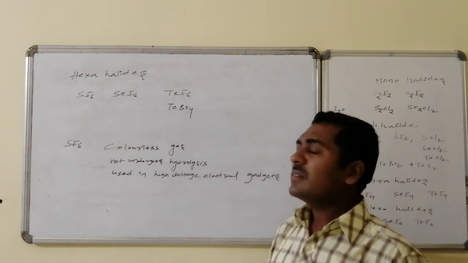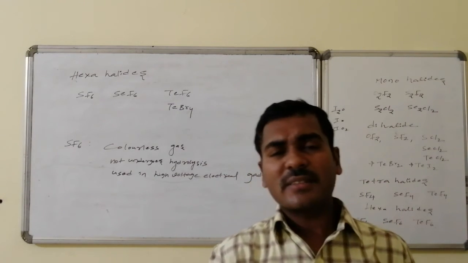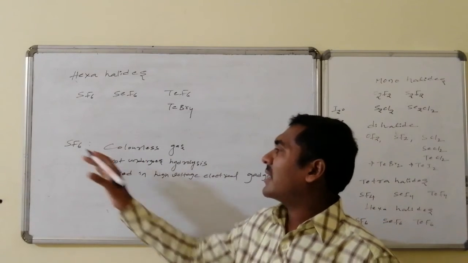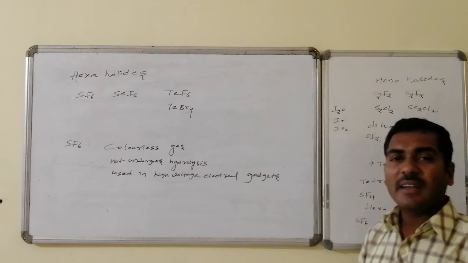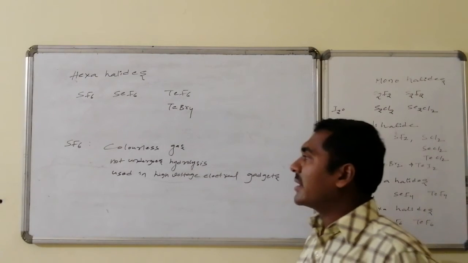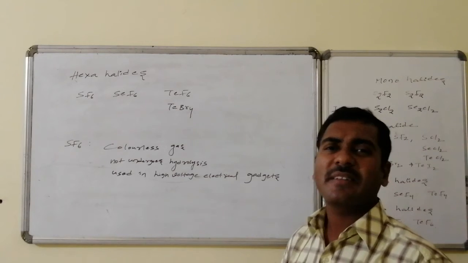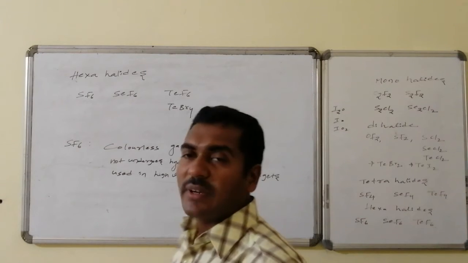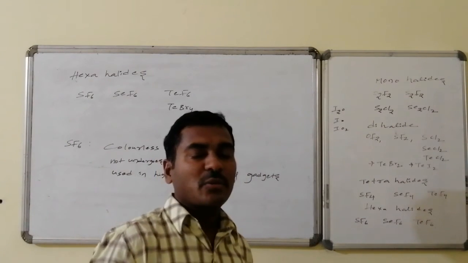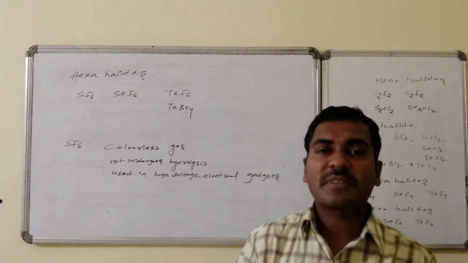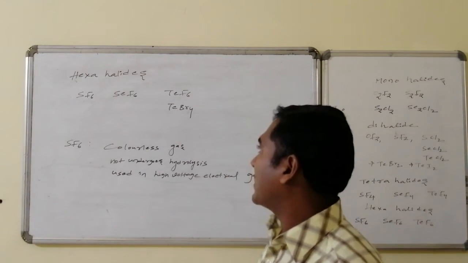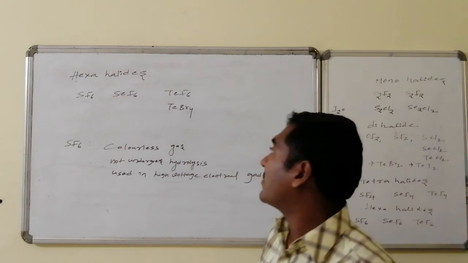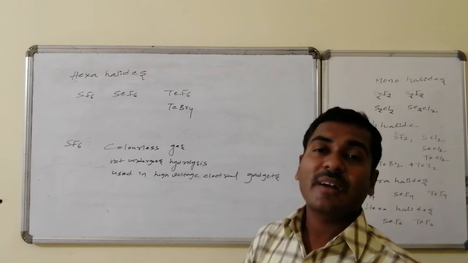Now out of all varieties of hexahalides, hexafluorides are more stable compared to the remaining ones. One of the important hexahalides is sulfur hexafluoride. That is a colorless gas and it does not undergo any kind of hydrolysis because it is most stable in its regular structure, and it is used in high voltage electrical gadgets in order to maintain an inert atmosphere. SF6 and SeF6 do not undergo hydrolysis because the bond energy is higher, whereas tellurium hexafluoride undergoes hydrolysis.